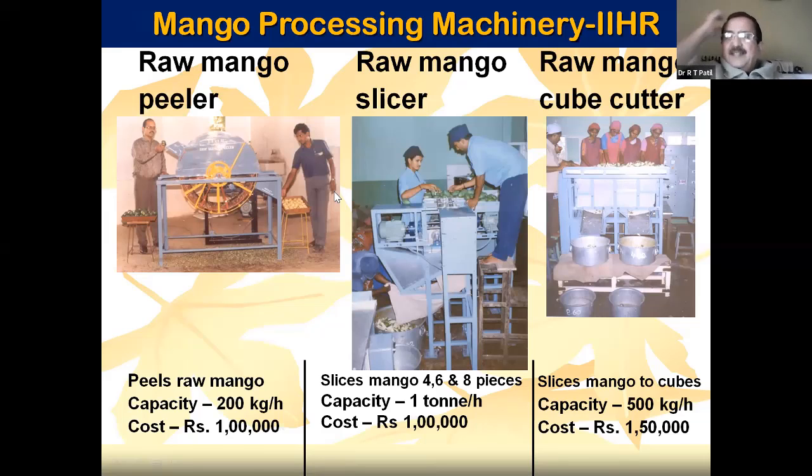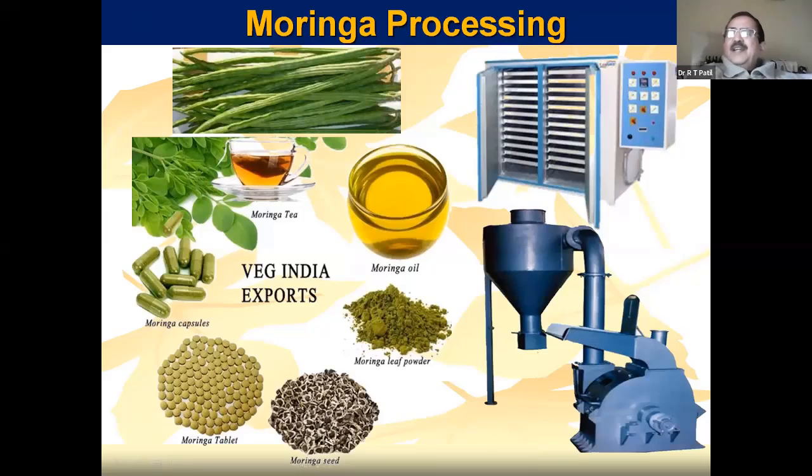So this is moringa processing. Moringa is nowadays considered a superfood. Everyone says it, and with moringa, if you take it, I think your HB, hemoglobin content, will go up. It is a very good source of iron. And moringa processing is very easy.